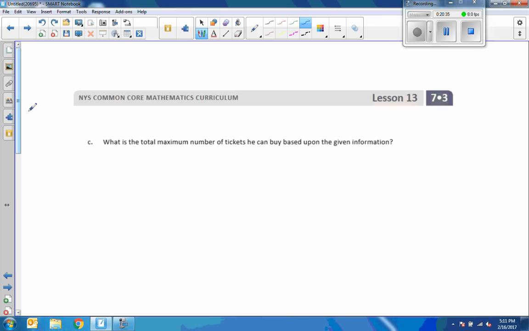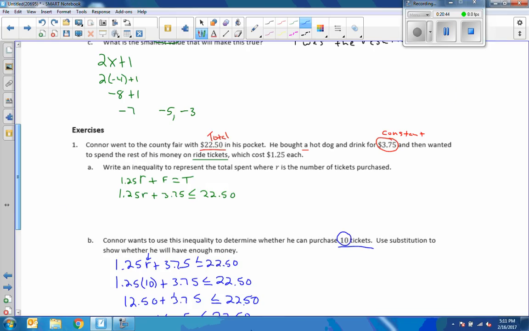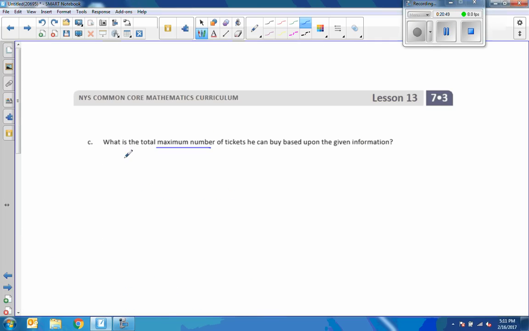What is the total maximum number of tickets you can buy based upon the given information? Now they're asking for the maximum number of tickets. So now I'm going to take that inequality we just set up, 1.25R plus $3.75 is less than or equal to $22.50. So now it's not asking us if we have enough money for 10 tickets or 8 tickets or 20 tickets. It's asking us how many tickets we can buy.